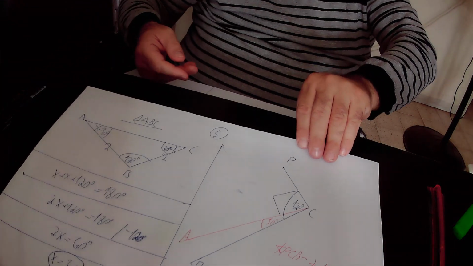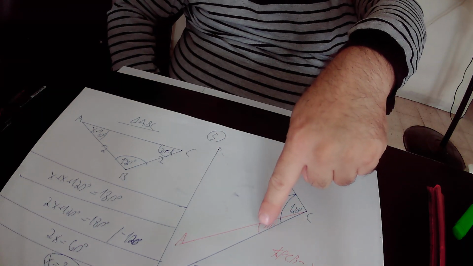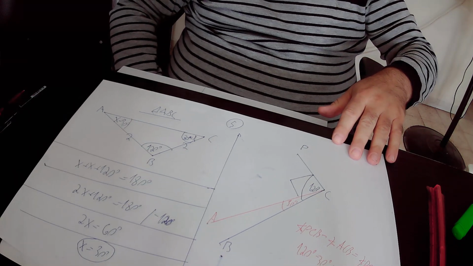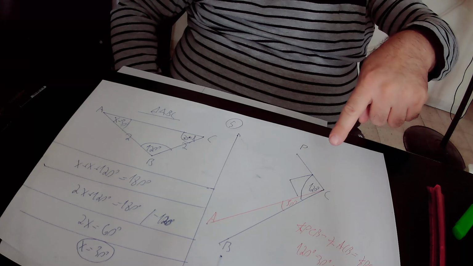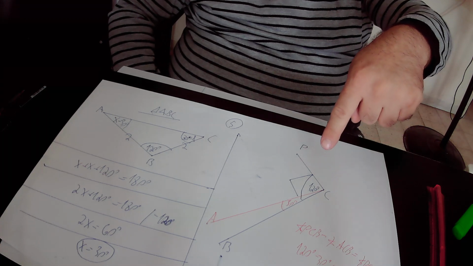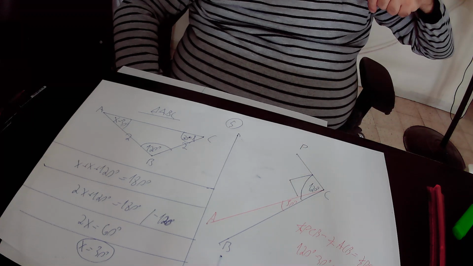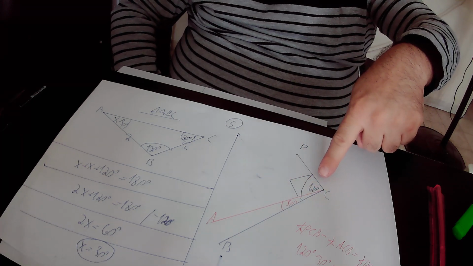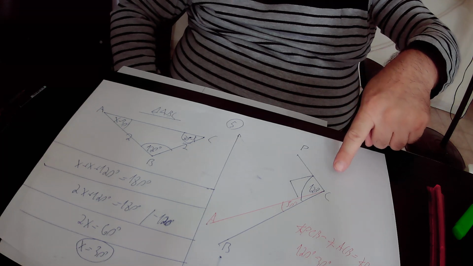Repeat again. The big angle is angle PCB, that is equal to 120 degrees. The small angle is angle ACB, that is equal to 30 degrees. So the big angle, 120 degrees, minus the small angle, 30 degrees, will give us the missing angle, angle PCA.